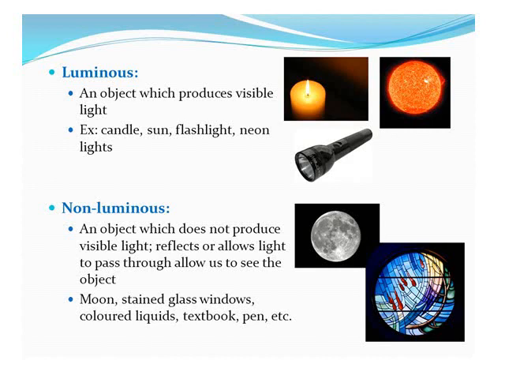On the other hand, an object which does not produce visible light, that means it reflects or allows light to pass through, allows us to see the object, they are known as non-luminous objects. Example, moon, stained glass windows, colored liquids, textbook, pen, etc. They just reflect the light from the sources. Therefore, they are regarded as non-luminous objects.